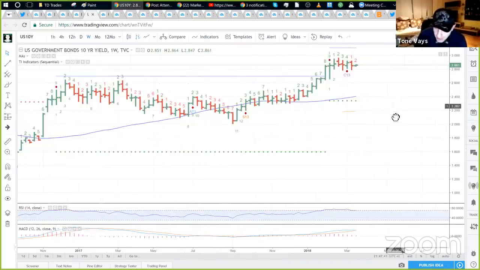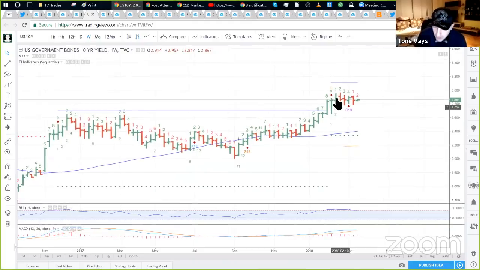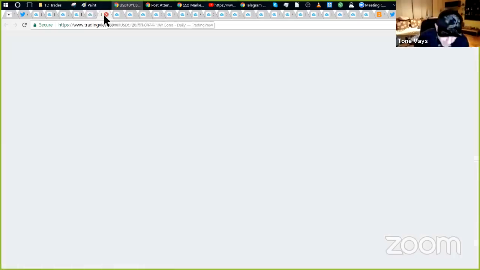As far as the technical picture goes, oh, there's the weekly 9. There it is, right? So they're taking a little bit of a break, 1 to 4 candle correction, and then boom, we're going back up. So I'm expecting yields to pop to the upside. I've been saying this for a long time.